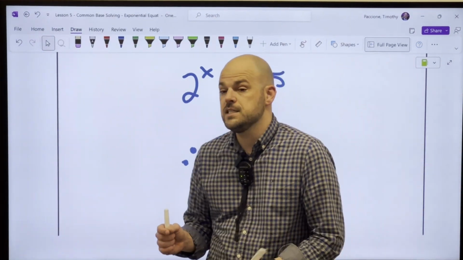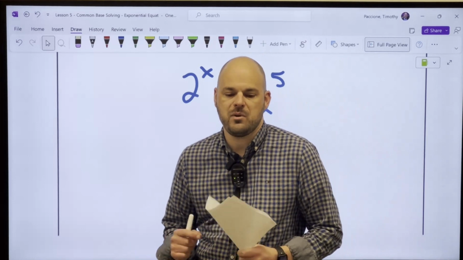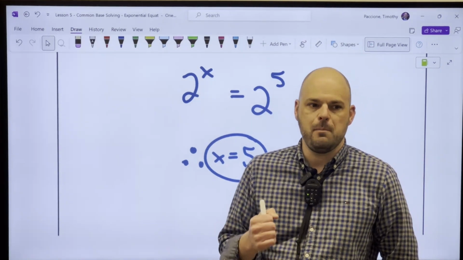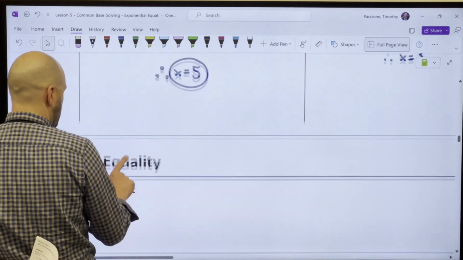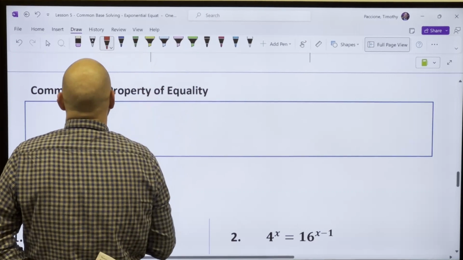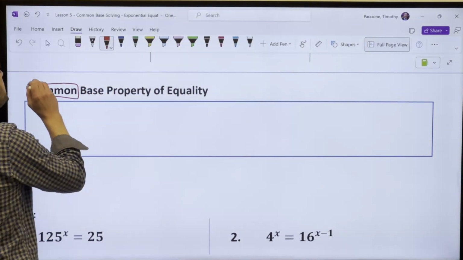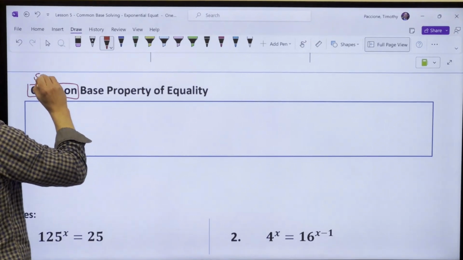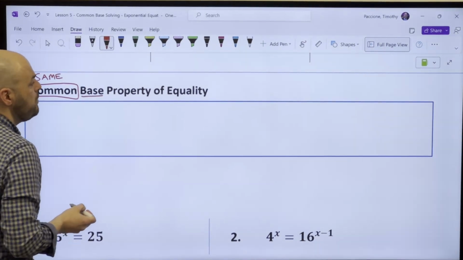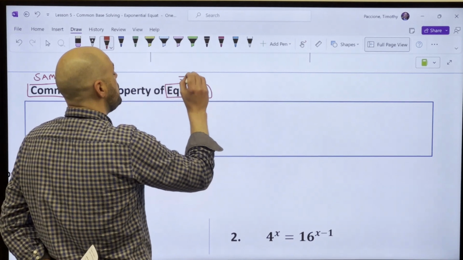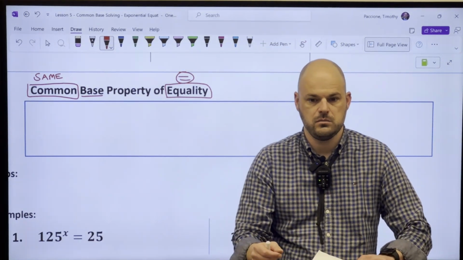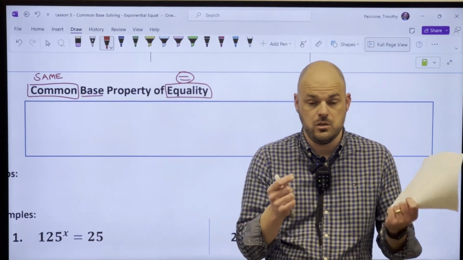Now, the other part of that is you can't just do that without a property backing you up. When you're using your brain to just say, I kind of just know this is true, there needs to be a property that backs you up, and that property is about to be described to you. This is called the common base property of equality. Common means same, base is the bottom of the exponent, and equality, of course, is an equal sign. So if you're dissecting this, you'd say, all right, same base, and then there's the equal sign in the middle. If you ever have this situation, you can use this property.